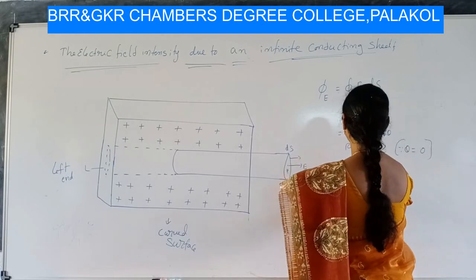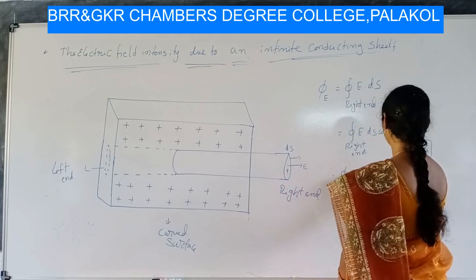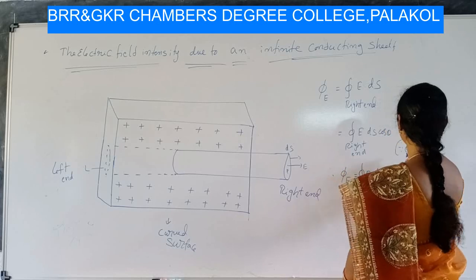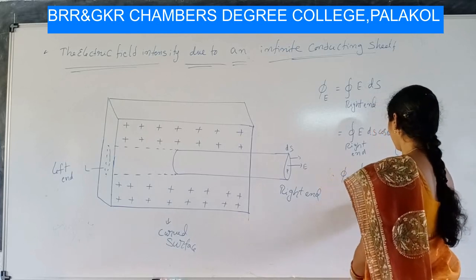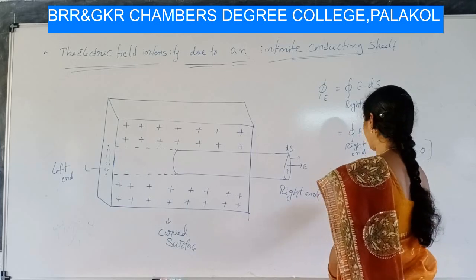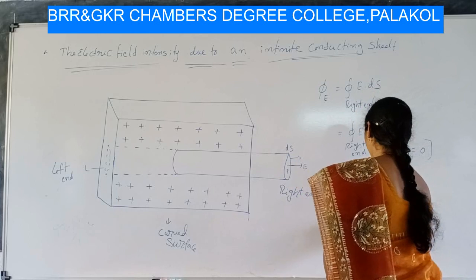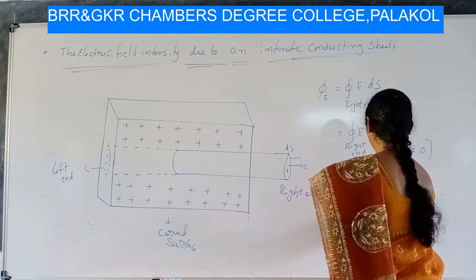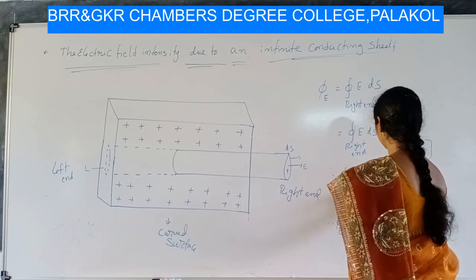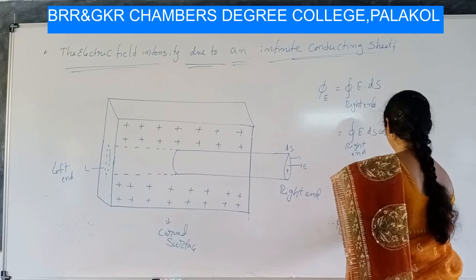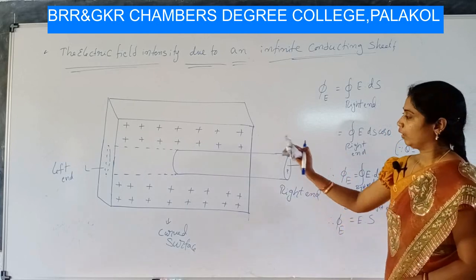Then cos 0 is 1. Here E is constant, so we can write it before the integration, giving E times the closed integral of ds. The closed integral of ds is the surface area, which we take as S. Therefore, phi E is equal to E into S. Okay, we have calculated the electric flux for the right end. Then we go for the left end.